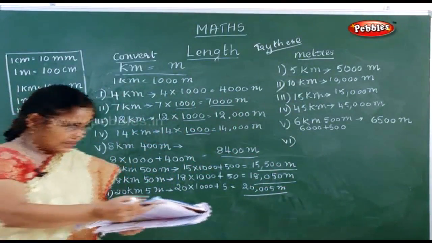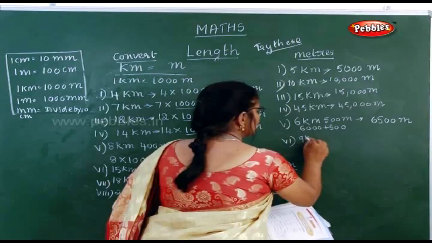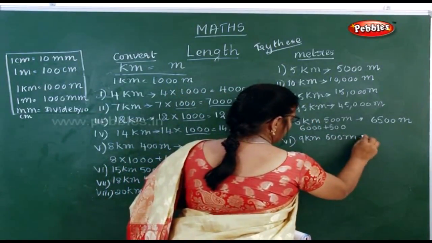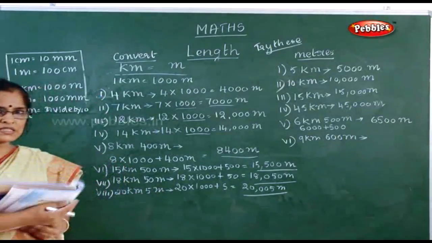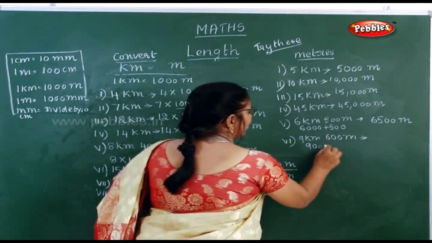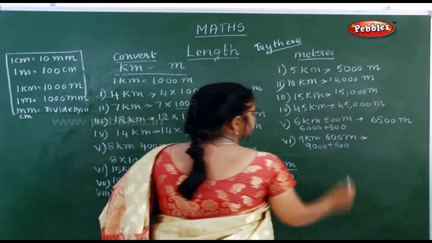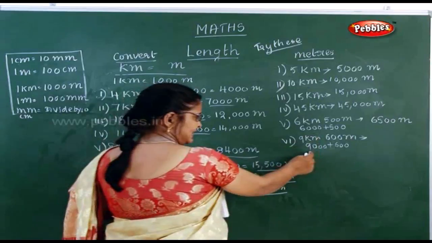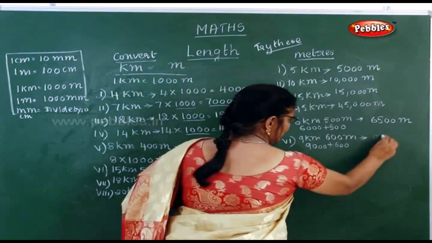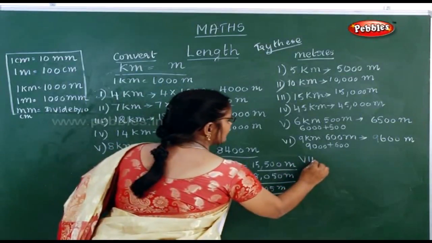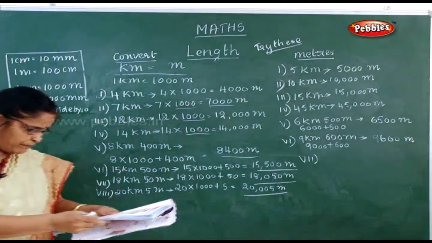Now next sum. It is 9 kilometer and 600 meter. Now can anyone tell 9 kilometer and 600? Same way. It is 9,000 plus 600. What is the answer? Don't ask me how. It is 9 into 1000, which is 9,000, plus 600. So 9,600 meter. Now what is the seventh sum they have given?